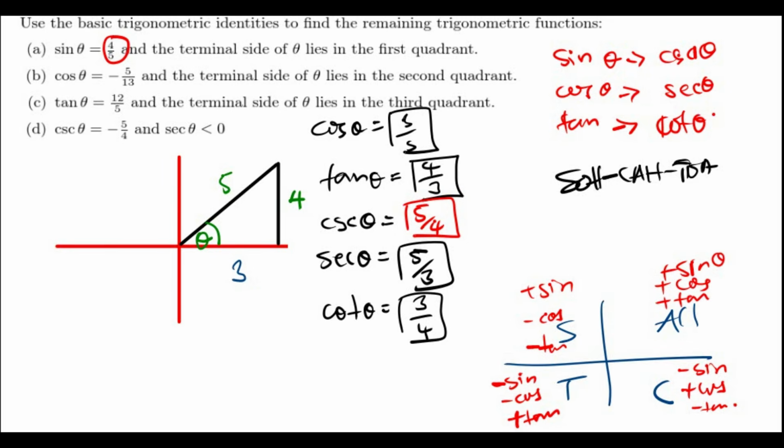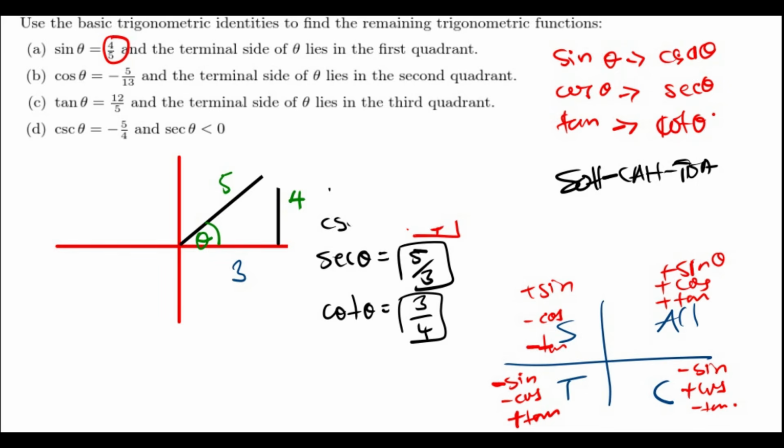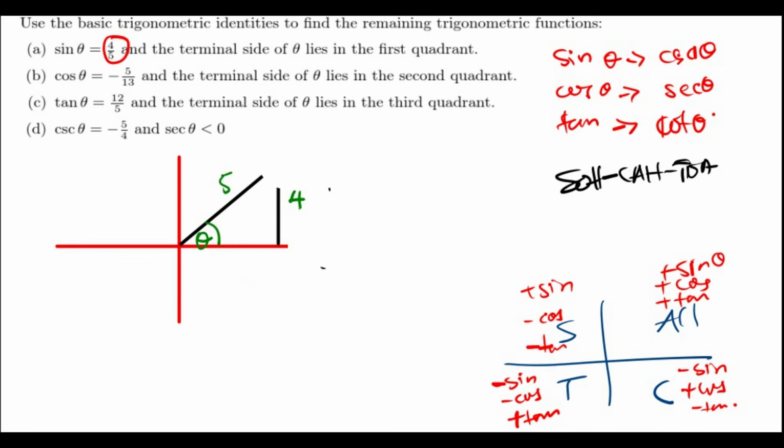Now let's dive into part B. What I'm going to do is leave my xy plane the way it is, but just remove this. Look at the question carefully. The question is saying cos theta is equal to negative 5 over 13, and the terminal side of theta lies in the second quadrant. So we've been told that it is in the second quadrant. Here is our second quadrant, and here is our theta, our terminal angle.